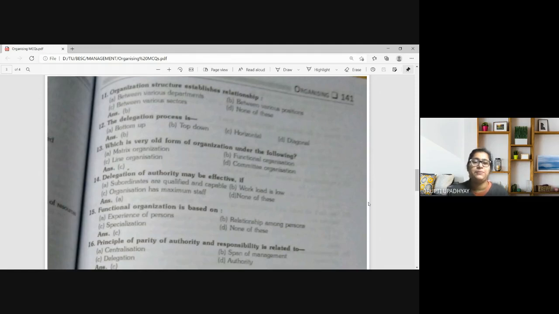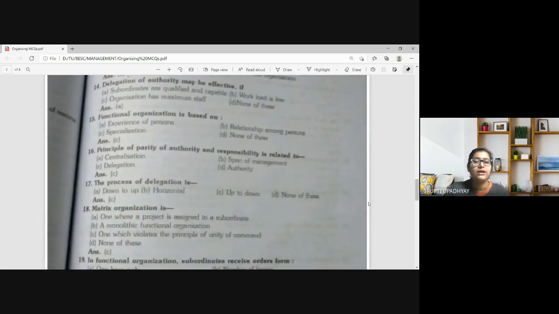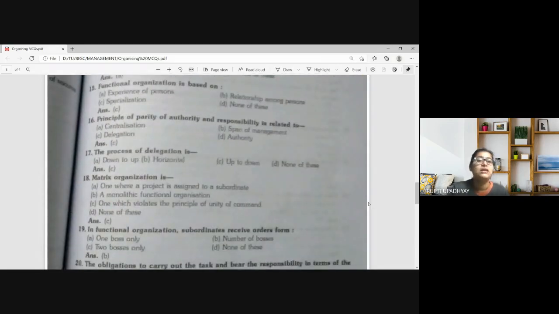So answer is A. Functional organization is based on A, experience of persons, B, relationship among persons, C, specialization, D, none of these. Functional organization is based on specialization. So you are good at, I would say, managing finance, so you will be in a finance department where you will procure funds, right? If you are good in accounts, you will be in an accounting department. So functional organization is always based on specialization.